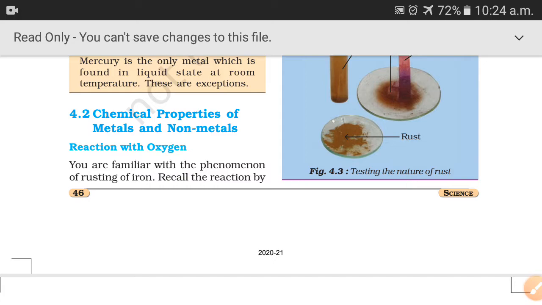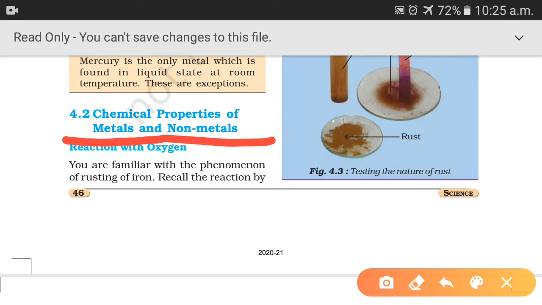Today we will continue with chapter 4, materials, metals and non-metals. And today's topic is chemical properties of metals and non-metals. In our previous video we have discussed the physical properties, and today we will discuss the chemical properties of metals and non-metals. So let's start.